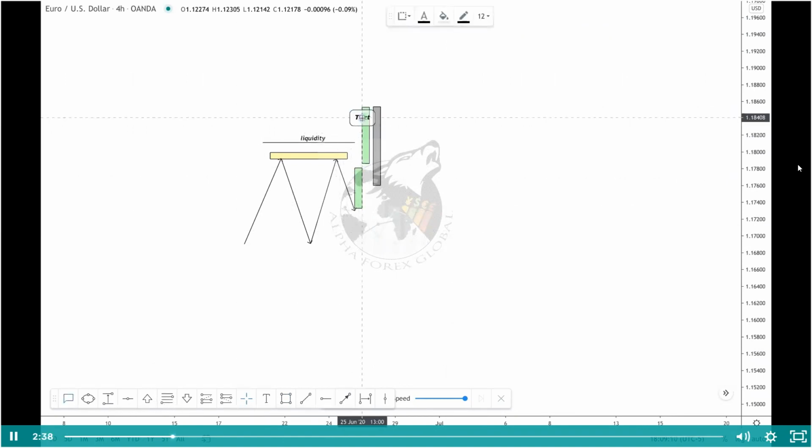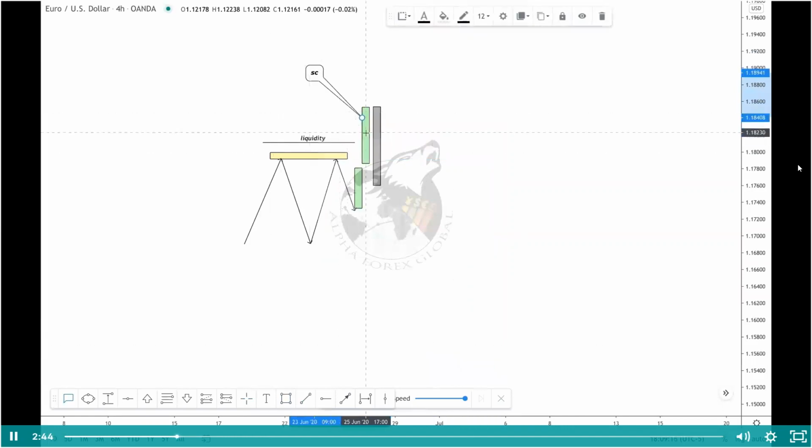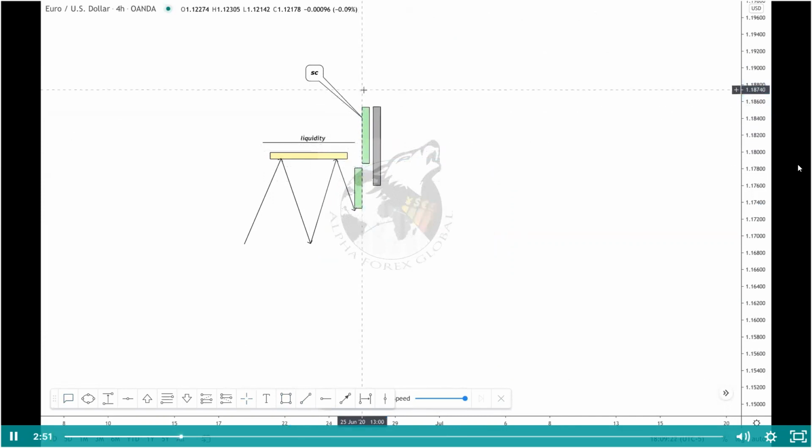This right here would be the SC, sponsor candle. And note, I said this candle only. This candle is a sponsor candle because this is the one that takes out liquidity. Now normally after we have a sponsor candle, we have a violent move in the opposite direction. I call this the confirmation candle, and we'll get to that. So this is my confirmation candle.